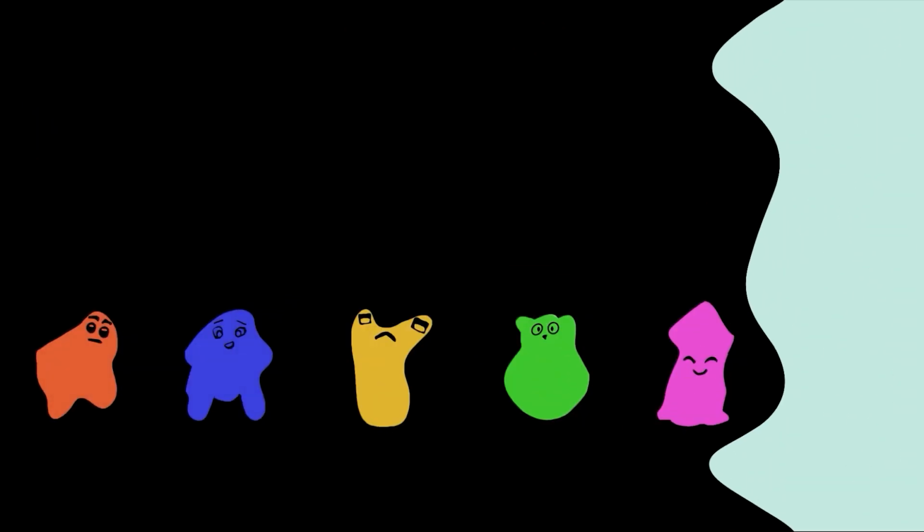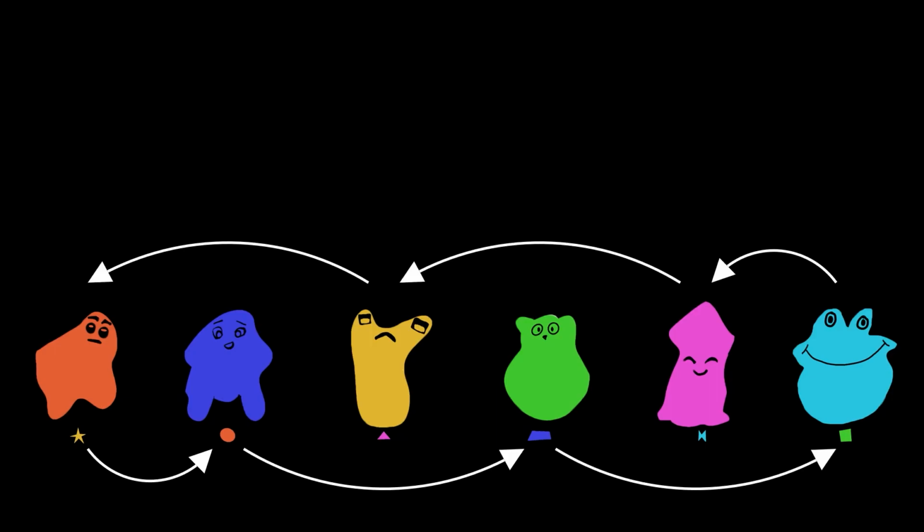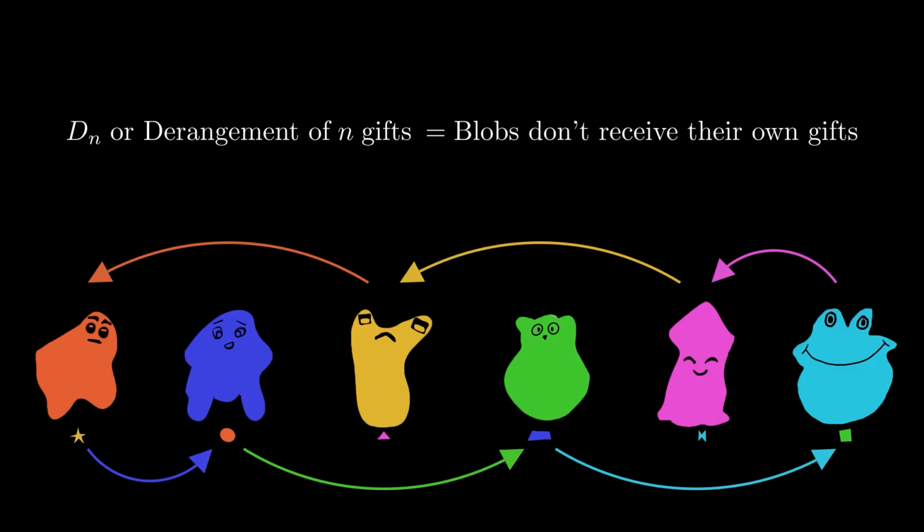For the gift exchange, each blob must pass the gift to another blob. We will use arrows to denote how the gifts are being exchanged. This means each blob gives one gift and receives one gift. The crux of this is that no gift goes back to its own blob, which we call the derangement of n, or in short, dn.